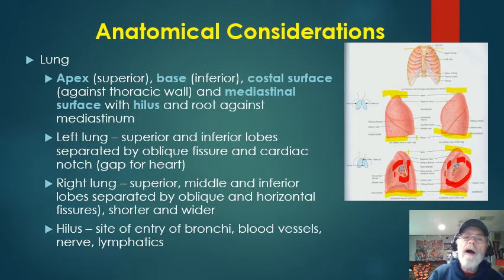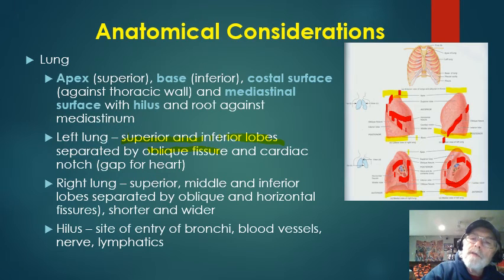I mentioned this before: the left lung has a superior and an inferior lobe, and they are divided by what's called an oblique fissure. Here's my oblique fissure coming across like that. My right lung has three lobes: an upper lobe, a middle lobe, and a lower lobe. They're divided by two fissures: an oblique fissure, which is this one here, and a horizontal fissure, which is here. So I have a right upper lobe, a right middle lobe, and a right lower lobe.